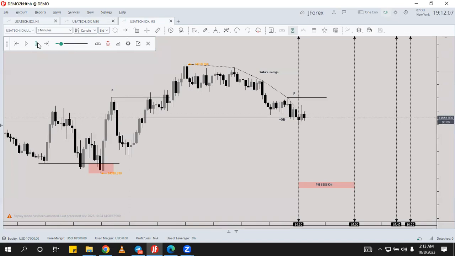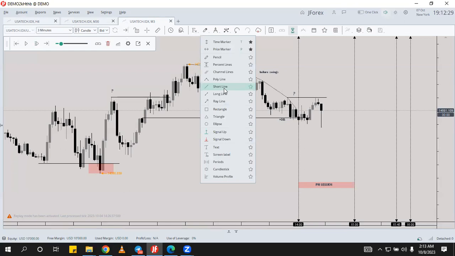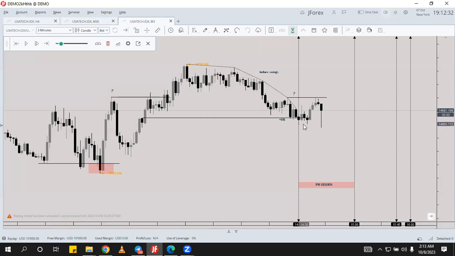First candle, second candle, third candle, fourth candle, fifth candle, 6, 7, 8. So what do we notice there? There's something interesting happening there. I want you to look at this critically. We have order pairing there. We had a stop hunt there.